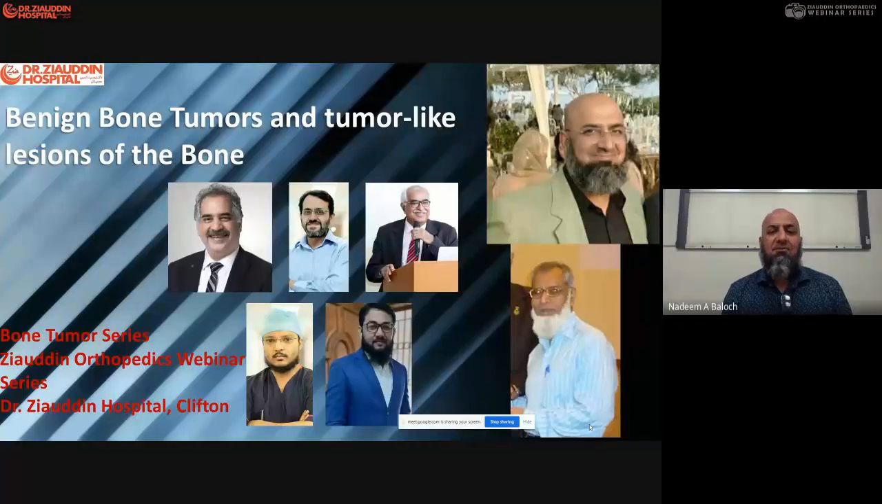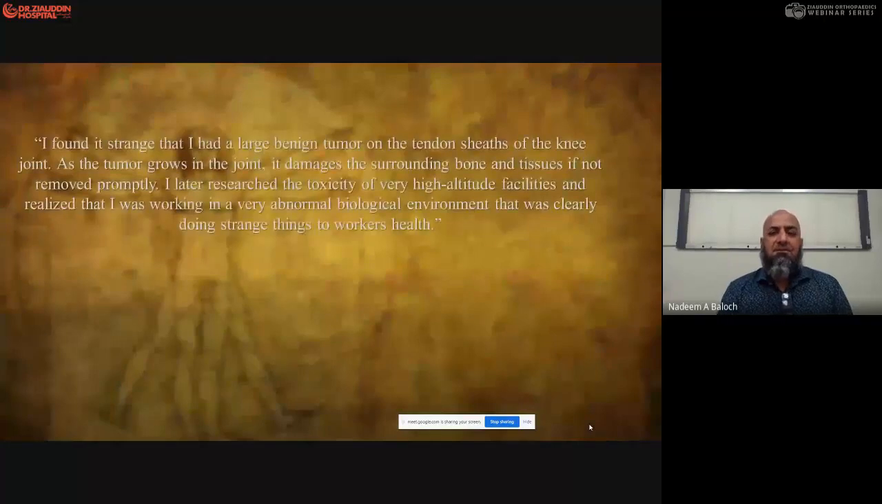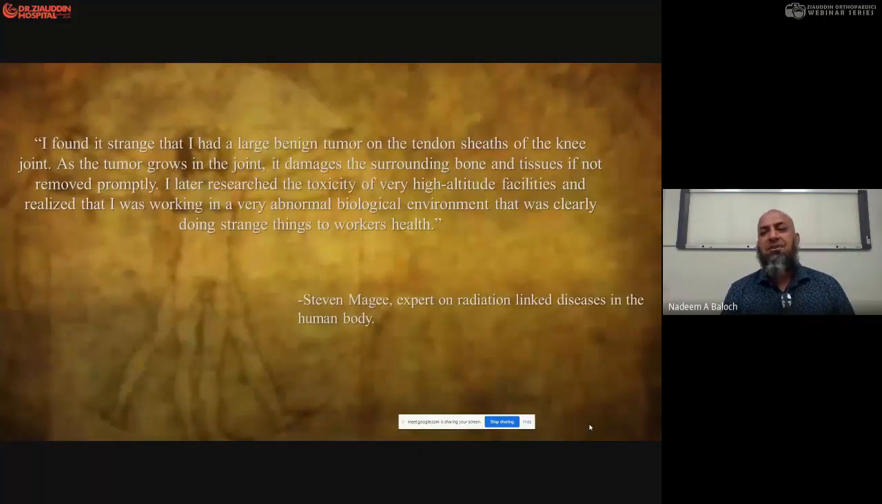I'll start with the talk about benign tumors and tumor-like lesions. A very famous person, Steve McGee, who was an expert on radiation-linked diseases in the human body, said that I found it strange that I had a large benign tumor on the tendon sheaths of the knee joint. As the tumor grows in the joint, it damages the surrounding bone and tissues if not removed promptly.